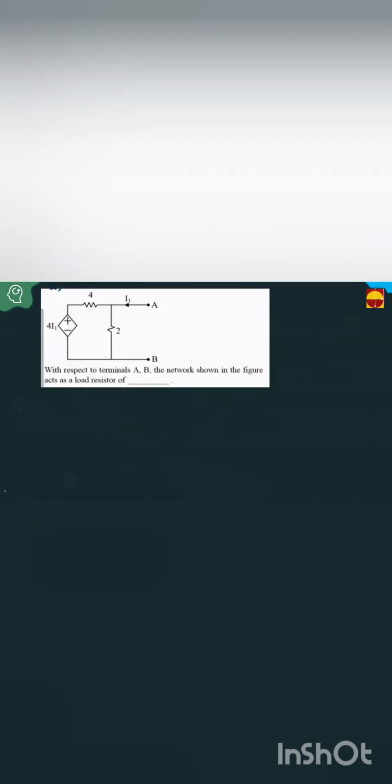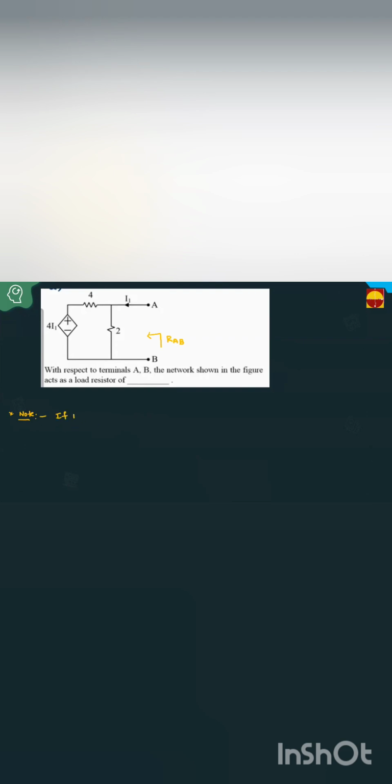Next, with respect to terminals A and B, the network shown in the figure acts as a load resistor of. I told already. If you have to find what is the RAB, if there is no independent voltage source, if only dependent source is present, it is equivalent to a dead circuit, or a passive circuit or impedance circuit. For this type of circuit, how to calculate, I already explained. Can anybody answer this one before writing? Once I complete this, please try to solve this one. Just I am writing one statement.